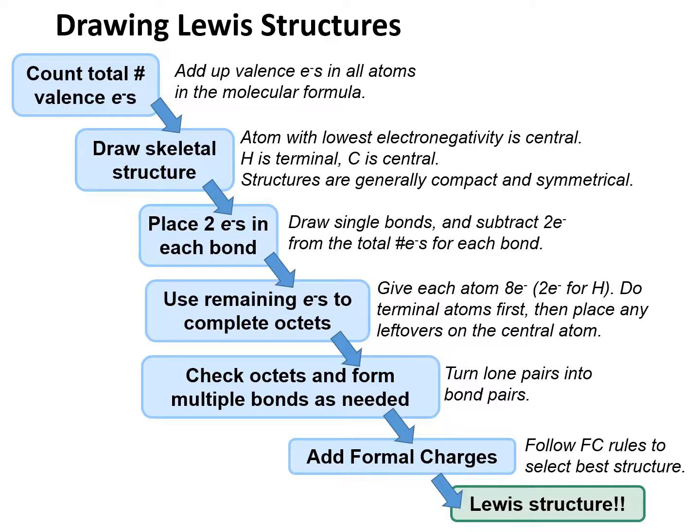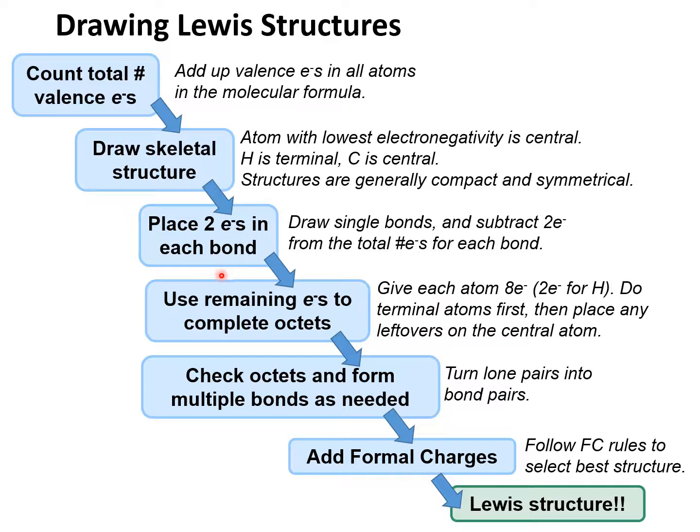Now, in order to draw the correct Lewis structure, it's important to follow the outline for drawing Lewis structures. And this starts with the molecular formula. And we use the molecular formula to count the total number of valence electrons in the molecule. The next step is to draw the skeletal structure for the molecule. And atoms with the lowest electronegativity are placed in the middle of the molecule. Hydrogen atoms and more electronegative atoms are placed on the terminal ends of the molecule.